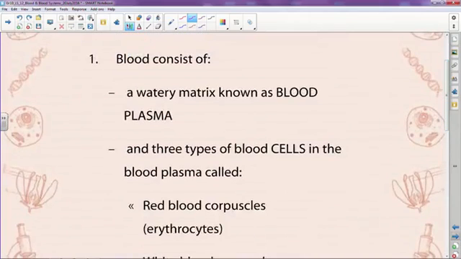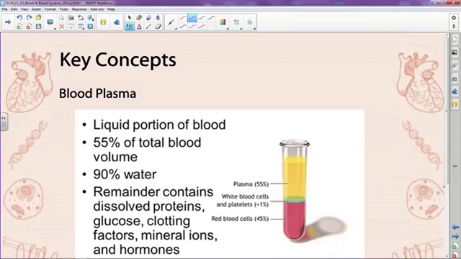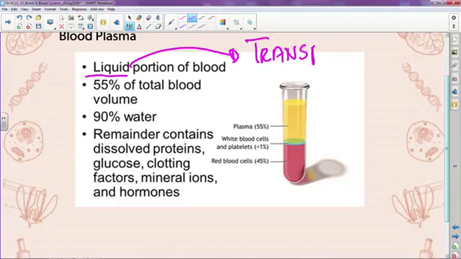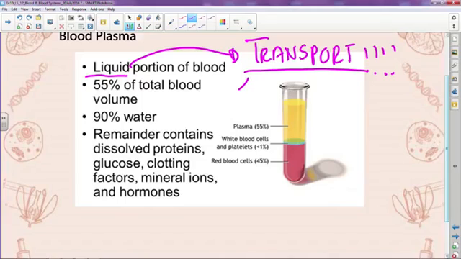Let me go into this next one, much easier. When we look at blood plasma, it's the liquid portion, and that's what we said blood plasma is. Now, liquid means transport. If something is in a liquid form, it's much easier to move things around. Which means that, what have we got? Most of blood plasma is water, because water is a liquid, and because of that, we can transport things around.